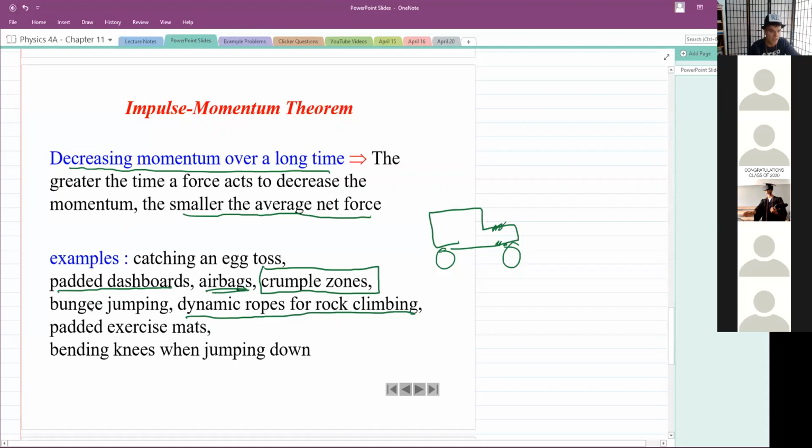And even things like padded exercise mats, right? If you go to a dojo or something with padded exercise mats, what's the whole purpose? Bring you to rest over a longer period of time.